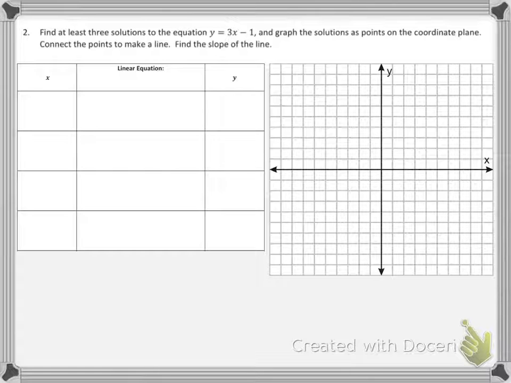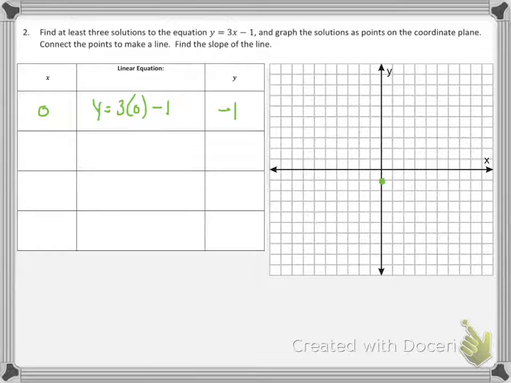All right, so let's choose a 0 again for x. So I get y equals 3 times 0 minus 1. 3 times 0 is 0. 0 minus 1 is a negative 1. So when x is 0, y is negative 1, I get that point.